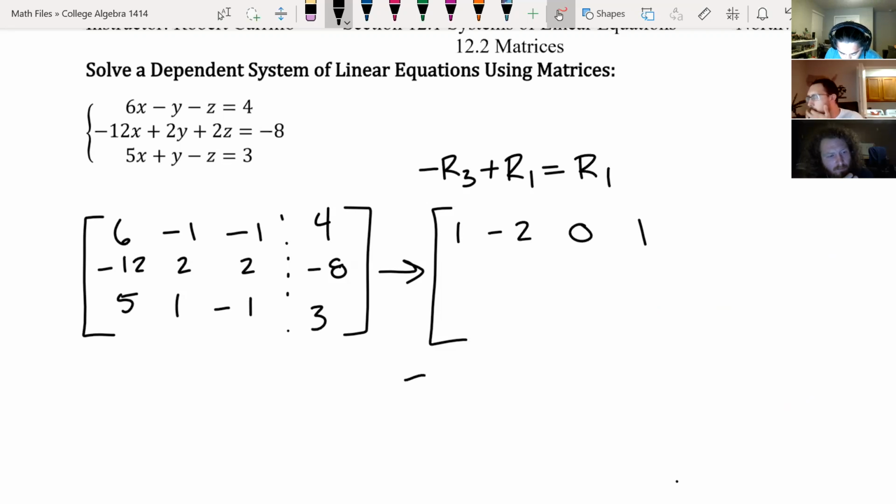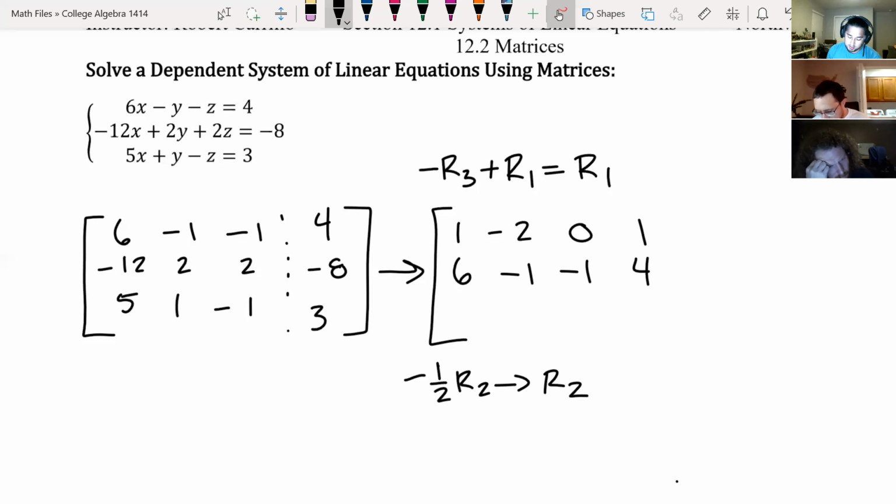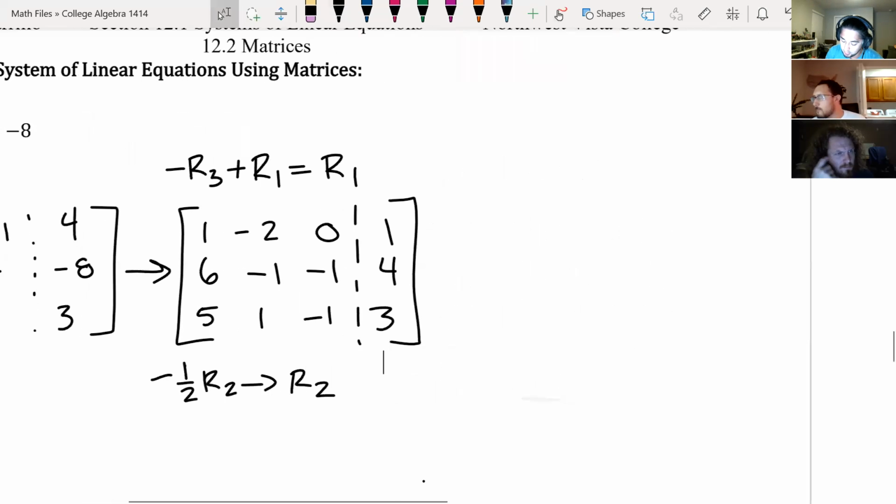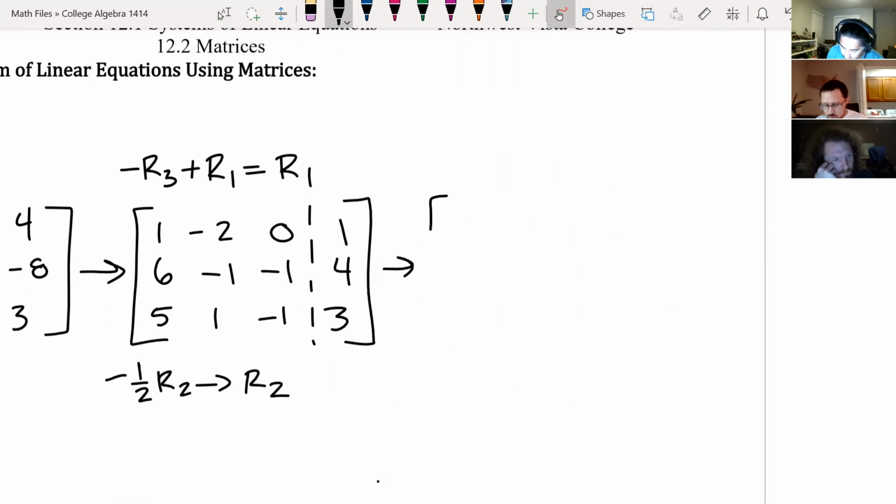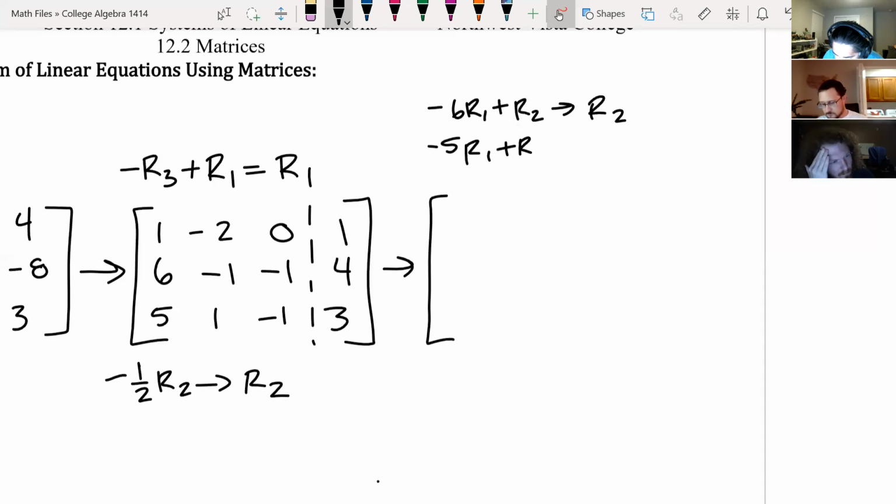I'm going to say -1/2 times row 2 will become my new row 2. So I just divide everything by -1/2, and I'll get 6, -1, -1, 4. And then I'll have to stop there. So 5, 1, -1, 3. All right. And then next, we have the 1 there. Those need to become zeros. So I'm going to say -6 times row 1 plus row 2 will become row 2. -5 times row 1 plus row 3 will become my new row 3.